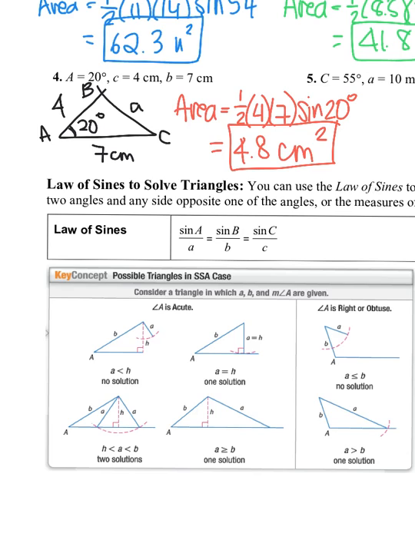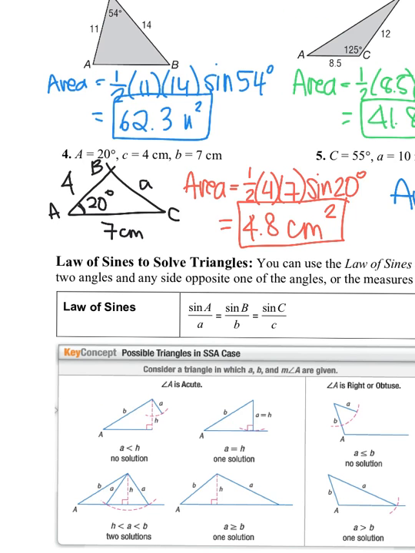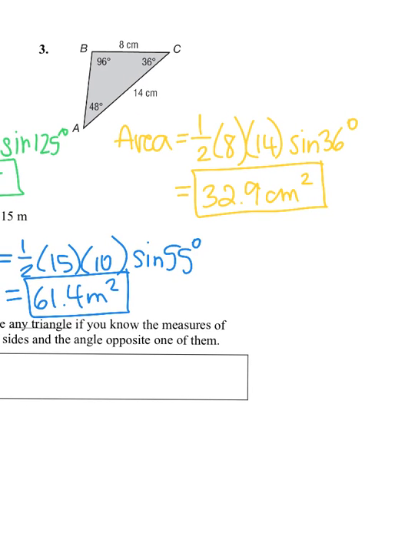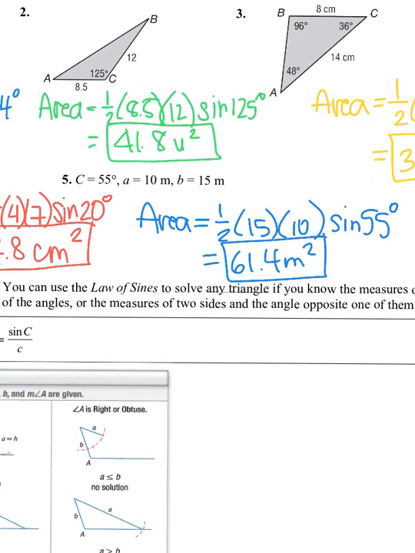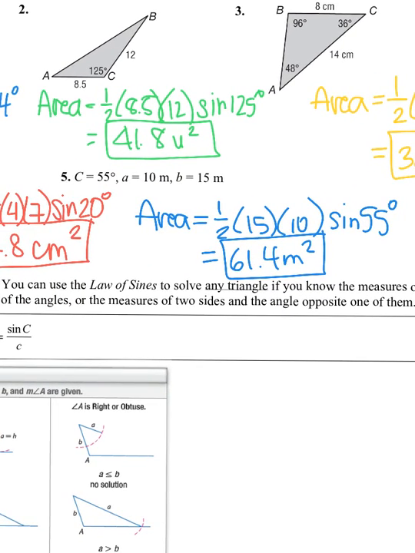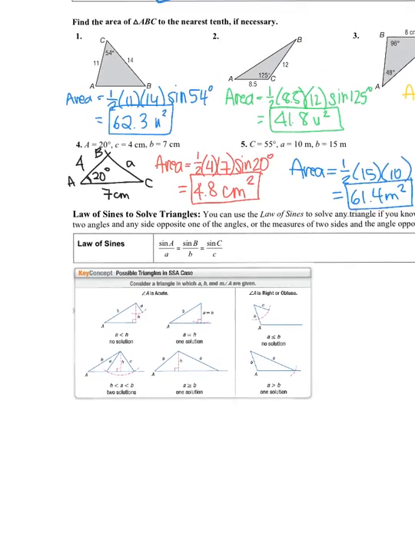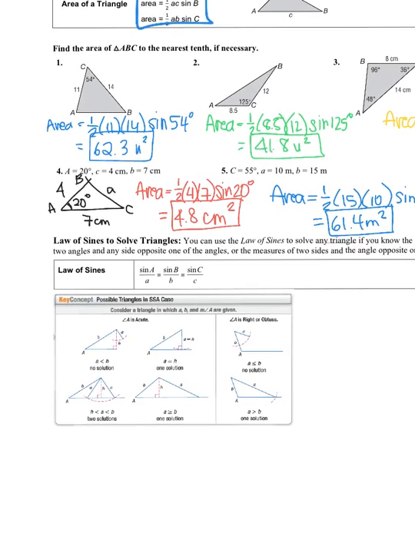All right, so why don't you give number 3 and number 5 a try. Pause the video, and once you have your answers, unpause it, and you can check your answers. Okay, so for the answers for number 3, I have 32.9 centimeters squared. And then for number 5, I got 61.4 meters squared. Okay, so that is our first formula to find the area of a triangle given a side angle side situation.